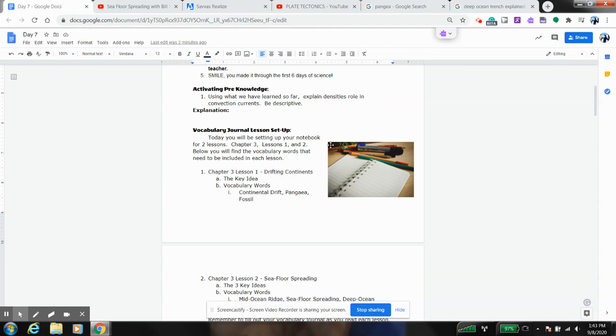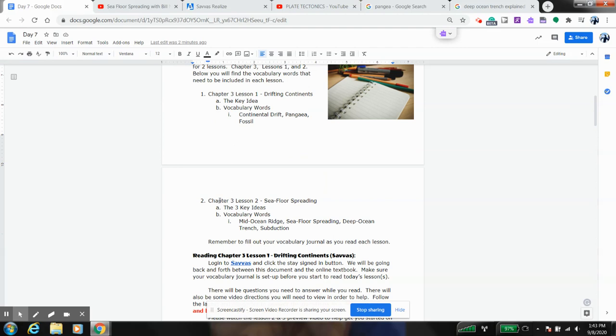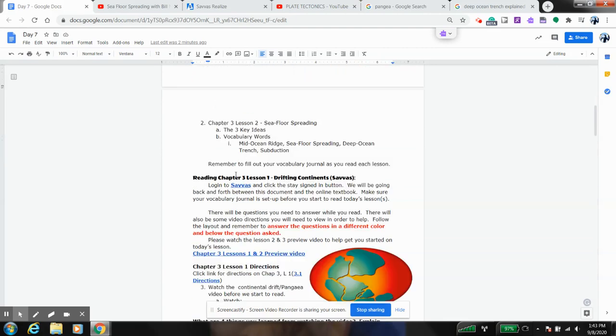All right, next you have your vocabulary lesson set up for your journal. Right here is for chapter 3, lesson 1. We're doing 2 lessons today. You have one key idea and your vocabulary words. Then you have chapter 3, lesson 2. You have 3 key ideas that you're going to need to leave space for, and then your vocabulary words. Again, remember to fill out your vocabulary journal as you read.